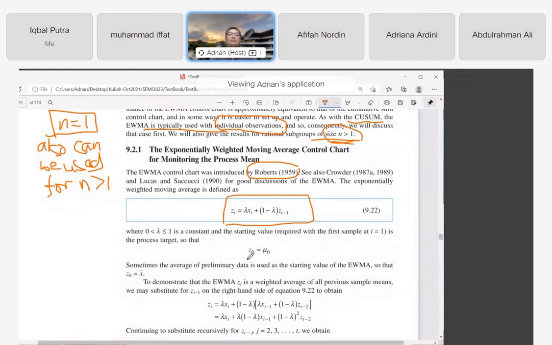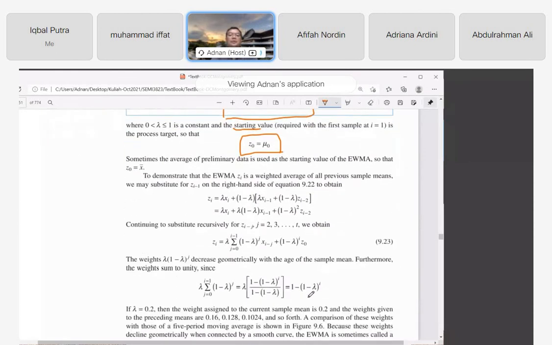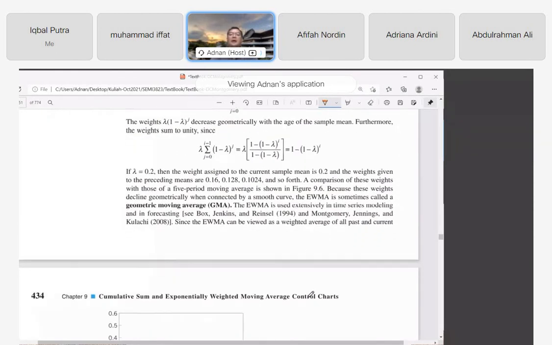Okay, so we assume that for the starting values, z0 equals mu, which is the center point, the center line. The special thing about EWMA is it has a geometric moving average. EWMA is sometimes called the geometric moving average.